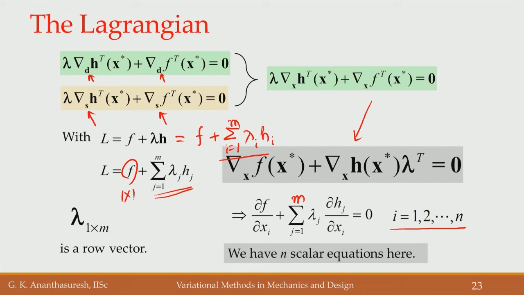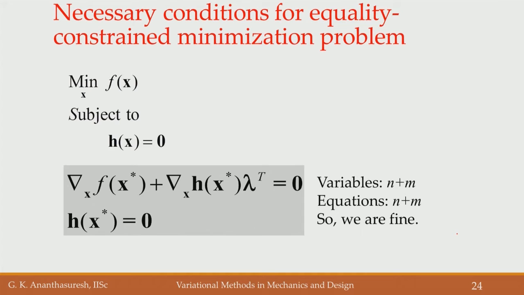Here we have i equal to 1 to n. So, these were n minus m, these were m, put together we get a total of n. So, we have n equations in n unknowns. Unknowns are x1, x2, x3 up to xn, and we have so many equations. So, we are fine, we can solve them.